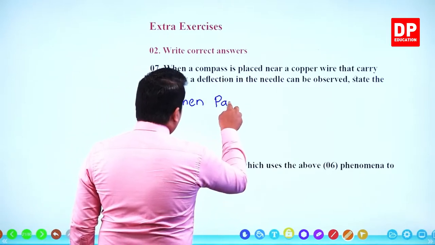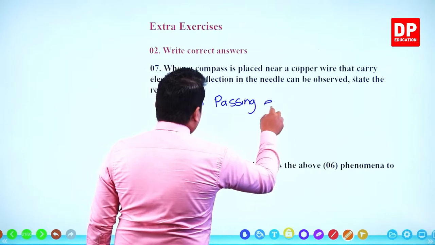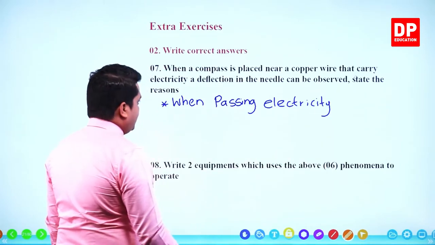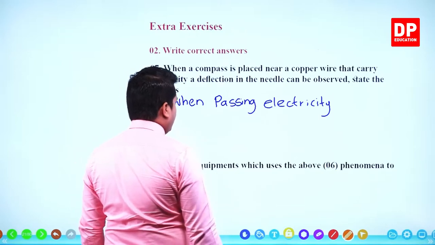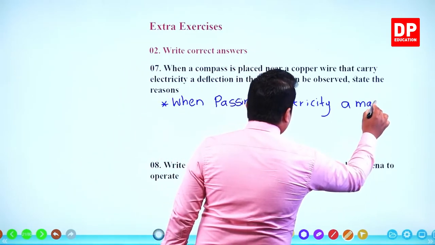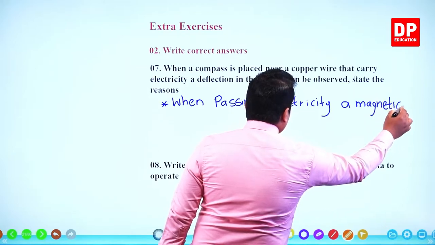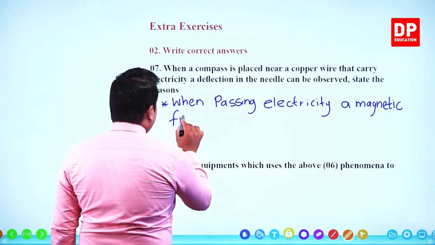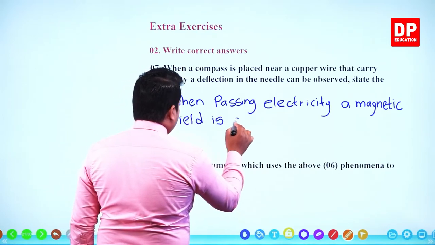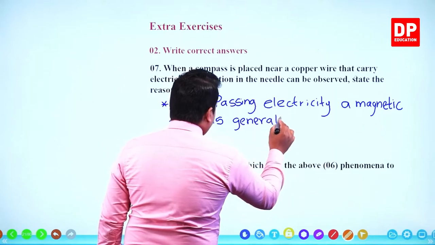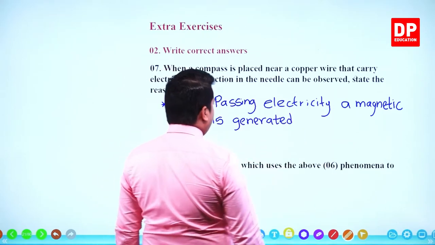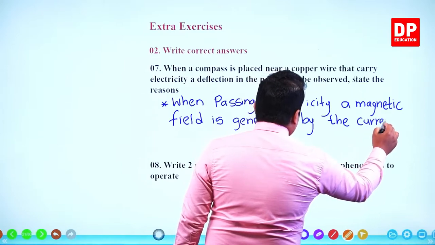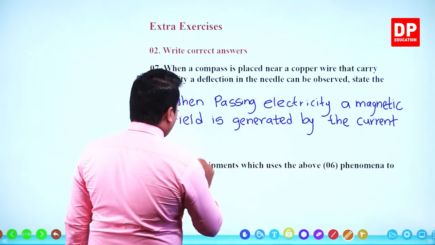When passing electricity, a magnetic field is generated by the current carrying conductor.